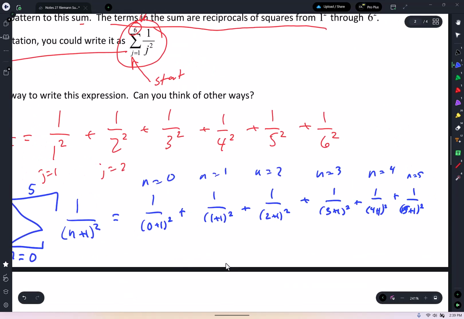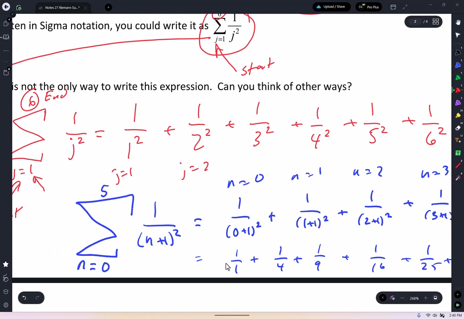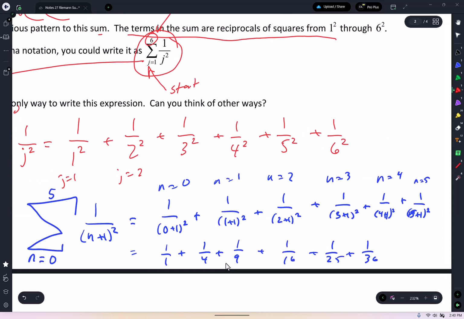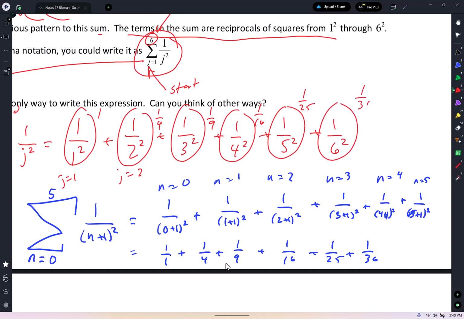Well, notice, and I'll zoom in. Look, this is the same thing, guys. 1 over 1 plus 1 over 2 squared, so 4, plus 1 over 3 squared, which is 9, plus 1 over 4 squared, which is 16, 1 over 25, 1 over 36. That's what this was over here. This was 1, this was 1/4, this was 1/9, this was 1/16, this was 1 over 25, this was 1 over 36. So there's more than one way to write equivalent expressions.